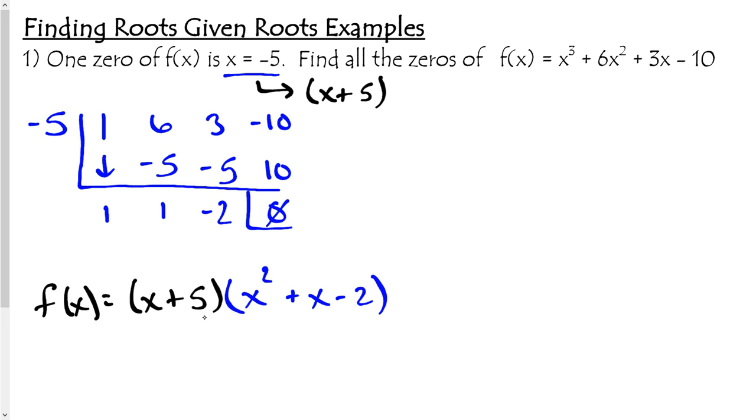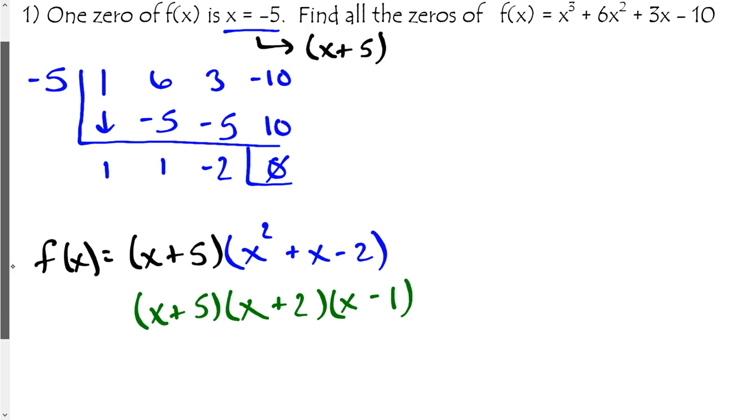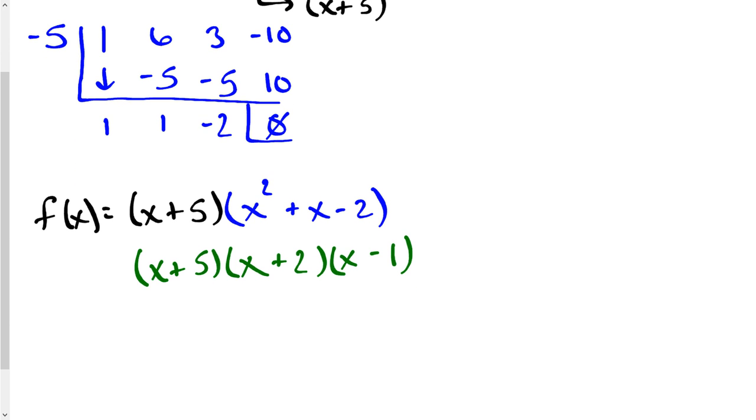Okay, but then we could keep factoring and we'd end up with x plus 5. And then this quadratic trinomial with a leading coefficient of 1 would factor into x and x. And what are factors of -2 that add up to positive 1? Well, plus 2 and minus 1. Okay, but it says find all the zeros, so we need to go one step further than that. And if we're going to go one step further, we need to solve each one of these factors, because then we're using what's called the zero product property.